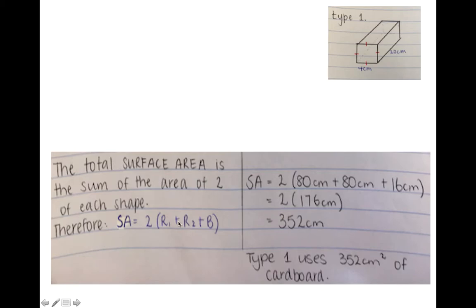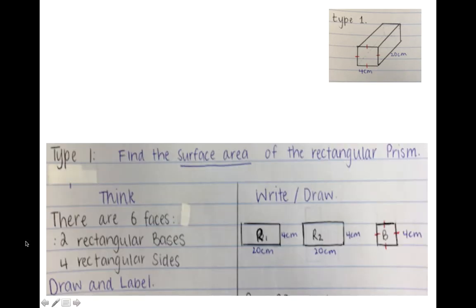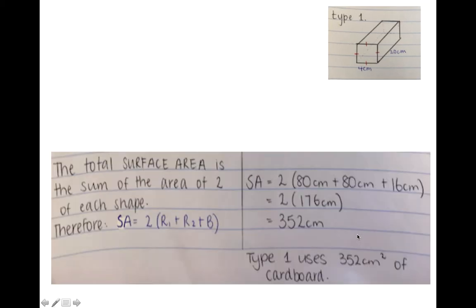Next, they need to find the total surface area. So the sum of each of the areas is 2 of each shape. Therefore, the surface area equals 2 by rectangle 1 plus rectangle 2 and the base. We do this because we know that there are 2 rectangular bases and we only found 1, and there are 4 rectangular sides and we only found 2. So therefore, we need to times this all by 2. The final answer comes out to be 352 centimetres. Therefore, type 1 uses 352 centimetres squared of cardboard.